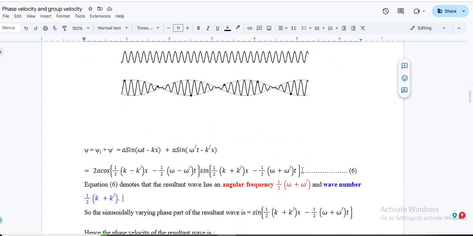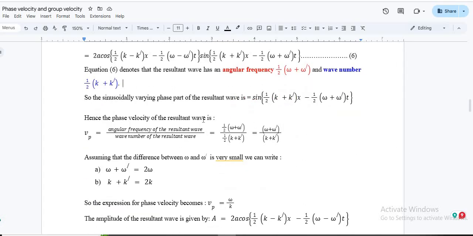But when I have the group, the resultant phase will be represented as ω plus ω dash and k plus k dash. We have already mentioned that these values are very close to each other. So, one can simply represent ω plus ω dash as approximately 2ω, and k plus k dash as approximately 2k. Obviously this is a division of 2ω by 2k. So the 2 will cancel out, leaving ω by k. The same expression we calculated for the phase velocity. This is the expression for the phase velocity of the individual waves.